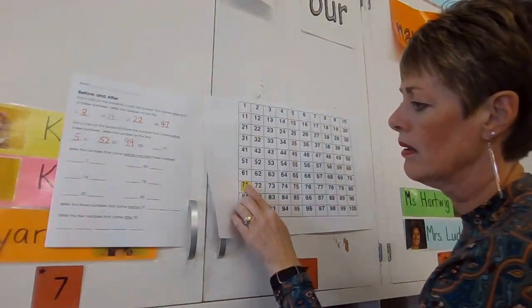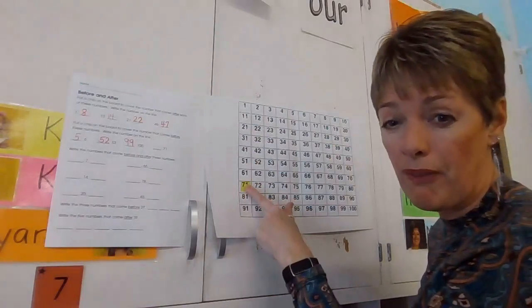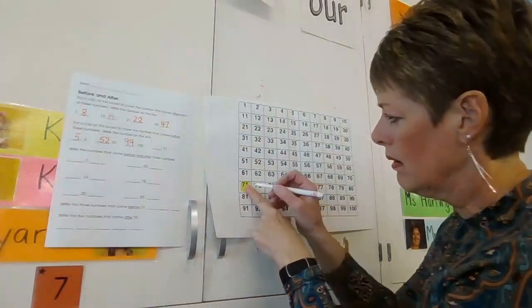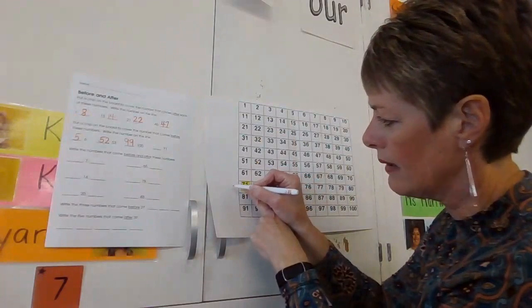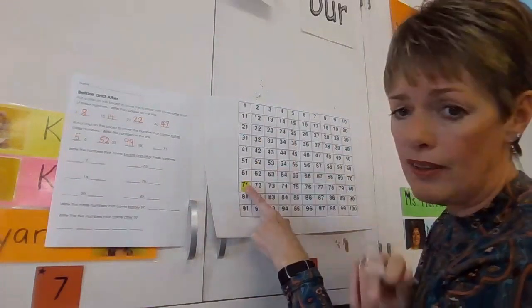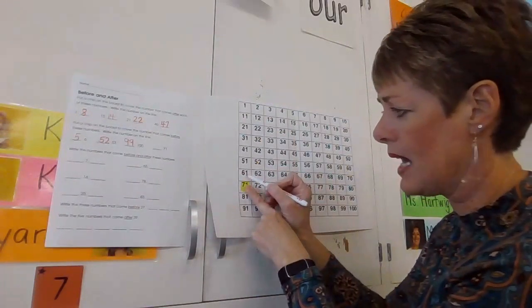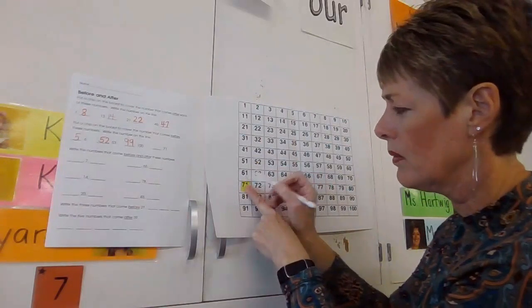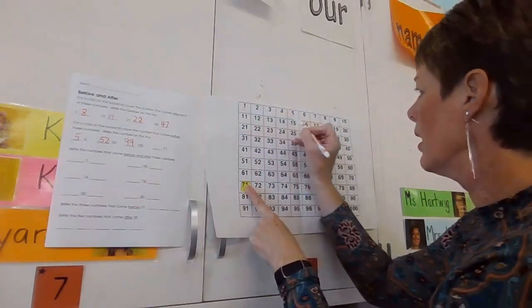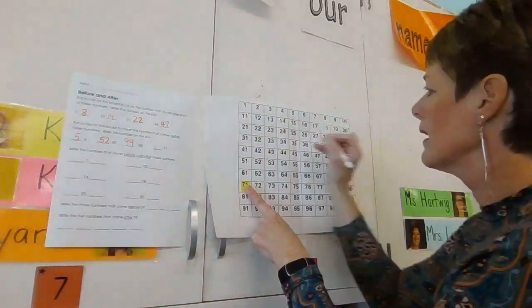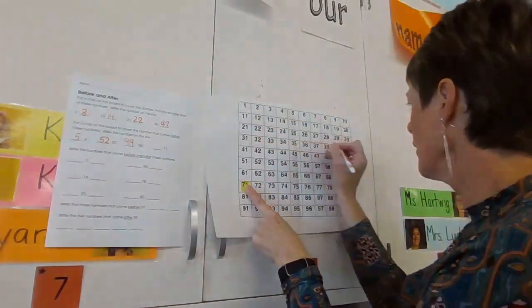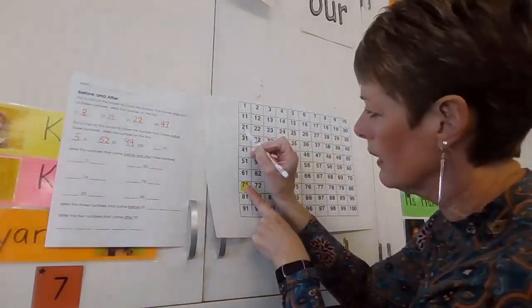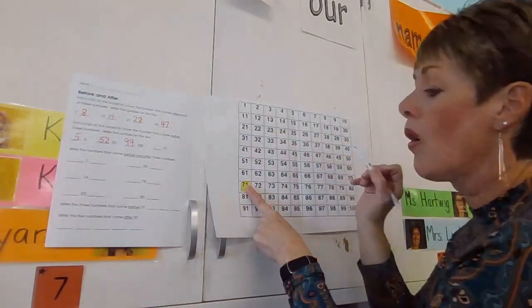Uh-oh. It says, what number comes before 71? There isn't a number over on this side. Where do I look for that? I can't go up because that's not right. Remember that the numbers go all the way across, and then they come over here and they go all the way across. Then they come over here and they go all the way across.